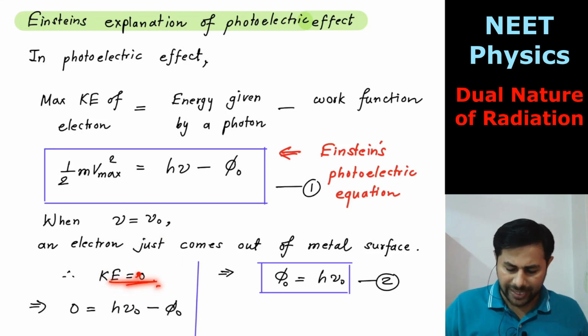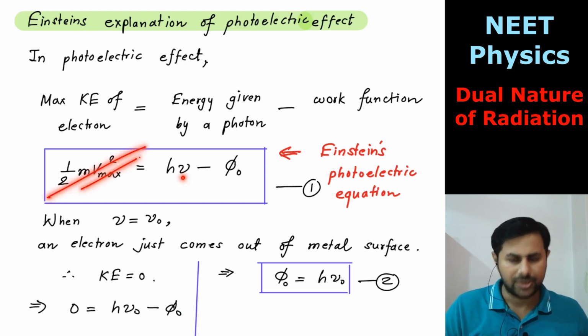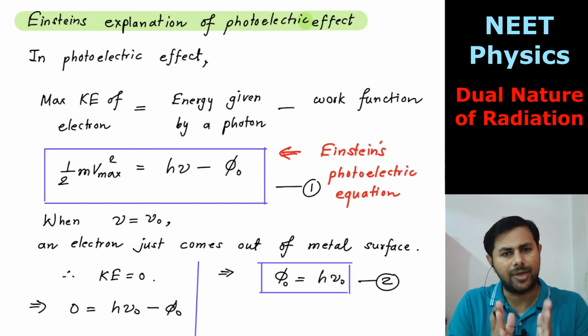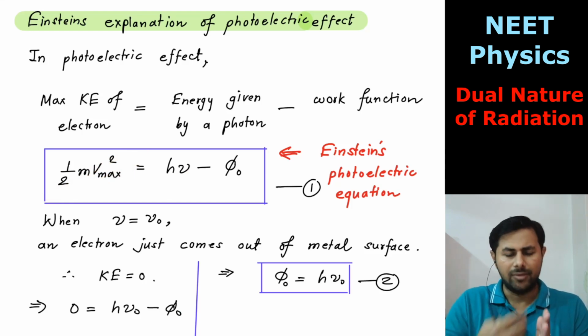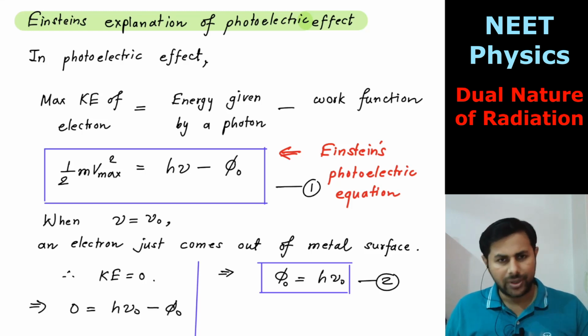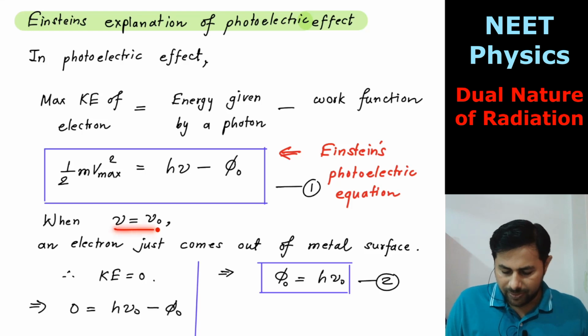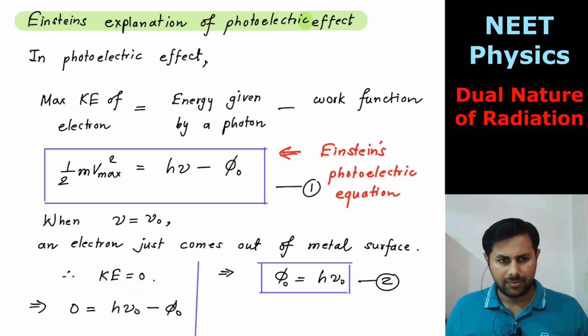So put that in this equation. If you put nu equals nu naught, the kinetic energy of electrons is 0. The electrons just come out of the metal surface and the rest of the work is done by the anode, which is why you get the current: they are attracted by the positive potential on the anode. Their own kinetic energy is 0, right? So this is the frequency at which photocurrent just starts. Is this clear, everyone?